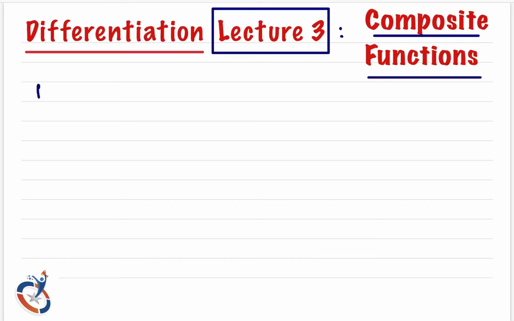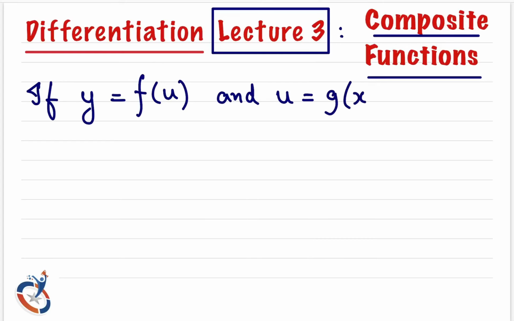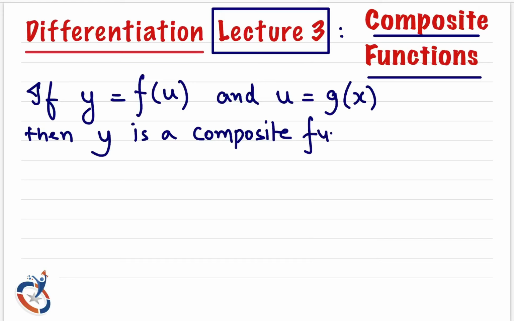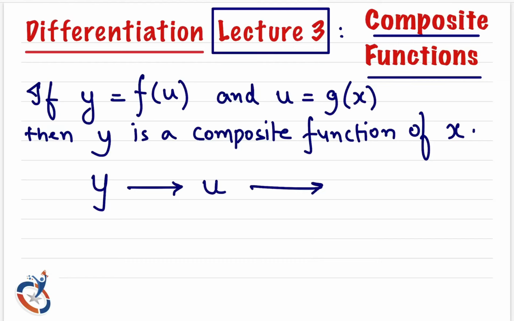If y is a function of u, and u is a function of x, then we say y is a composite function of x. So basically how you interpret that: y depends on u, right? U is a variable and u depends on x. Then you can say y indirectly depends on x. So y is a composite function of x.